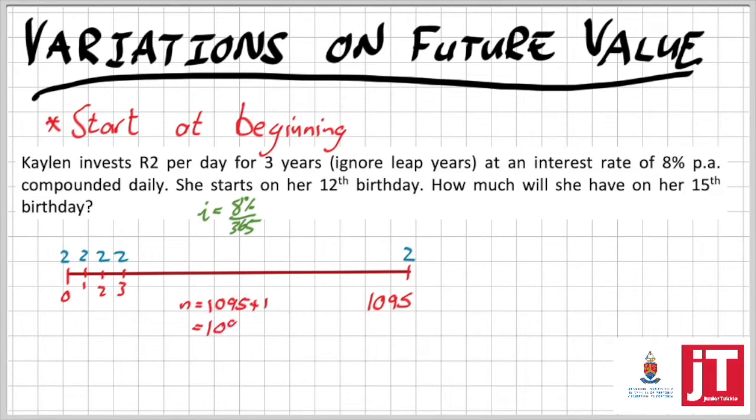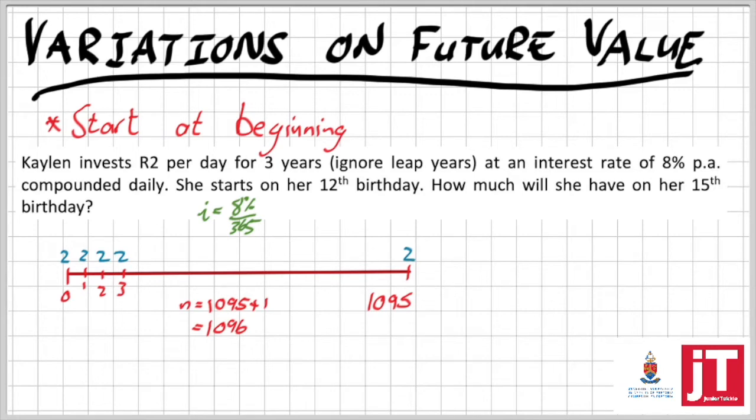Our N, now here's where the trick comes in. It's not just 3 years of payments. I start at time 0, that's my first payment, then at time 1, then at time 2, 3. And if you think about that, there'll be 1,095 payments plus the extra payment you are making, the one where you start at the beginning. And that's the difference. It's literally just one extra payment when I start at the beginning.